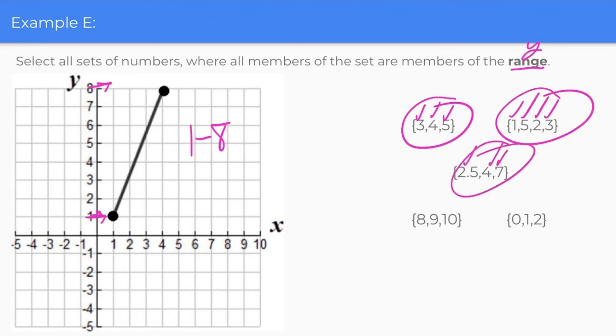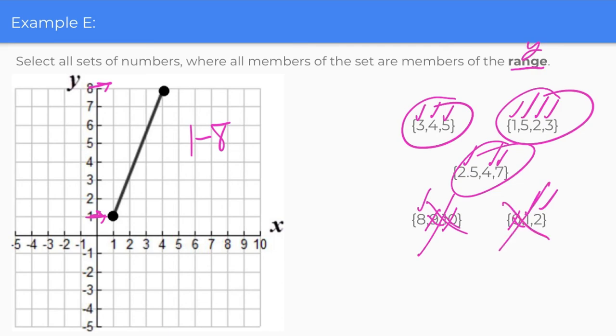That is correct. 8, yes. 9, oh no. 10, oh no. So that is not correct. 0, no. 1, yes. 2, yes. But unfortunately the 0 does not. So this is not a correct answer.